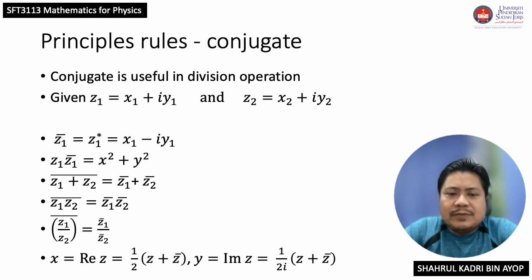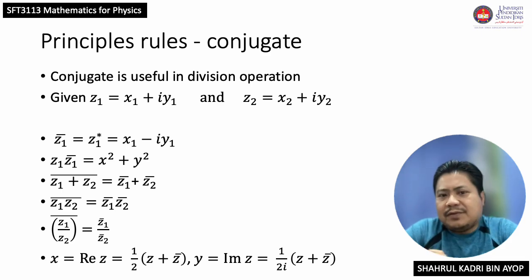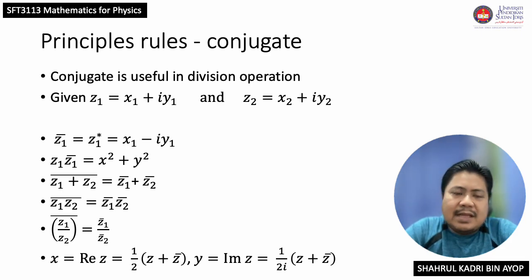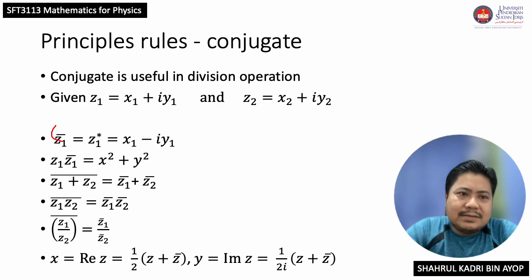So another useful property of complex numbers is the conjugate. This conjugate is very useful in the division operation. For example, you are given z1 equal to x1 plus iy1 and z2 equal to x2 plus iy2. The conjugate of the complex number is notated by z1 with a bar above it.